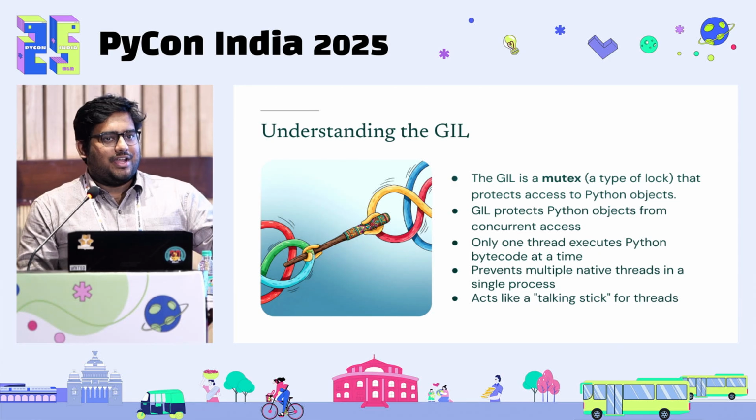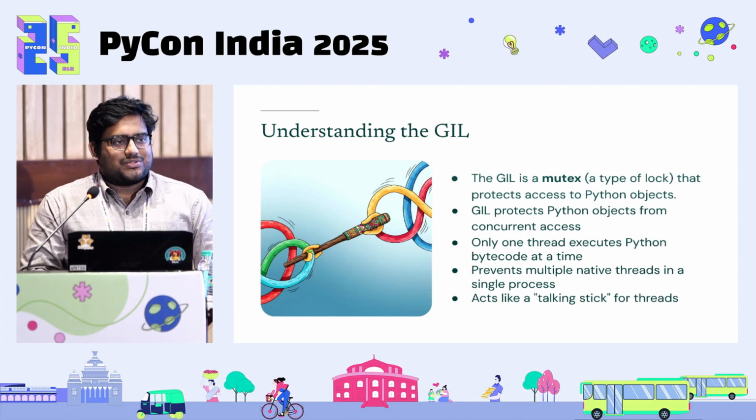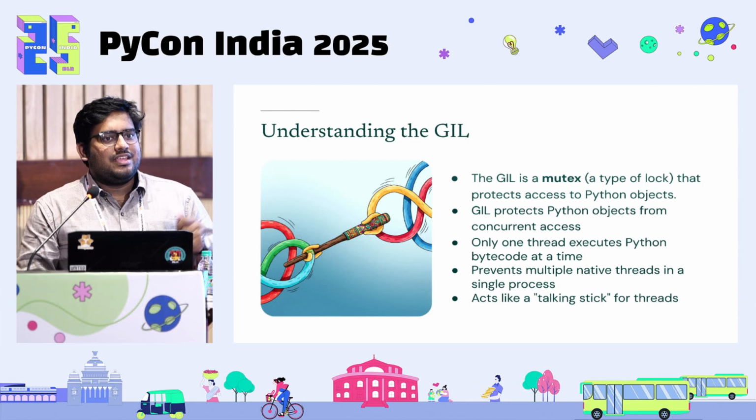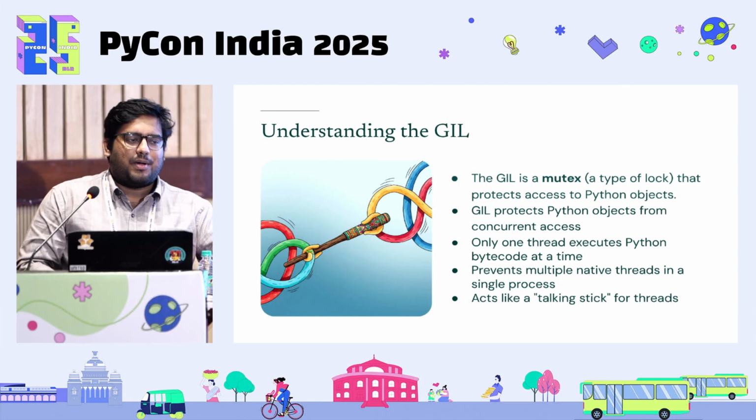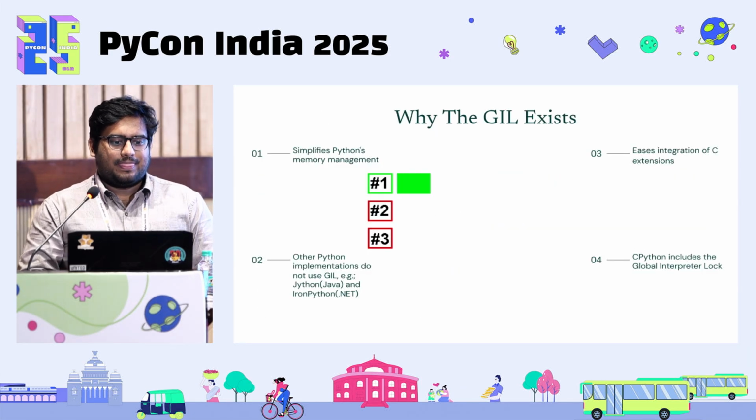It acts like a talking stick, which basically means that if you have a stick, only then you can talk. If you don't have the stick, you don't talk, right? So that is the basic understanding here. It acts like a talking stick between threads, where if the stick is passed to a particular thread, it can execute, otherwise it doesn't execute, right?